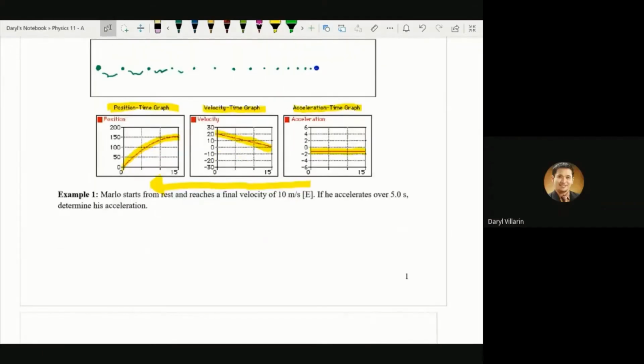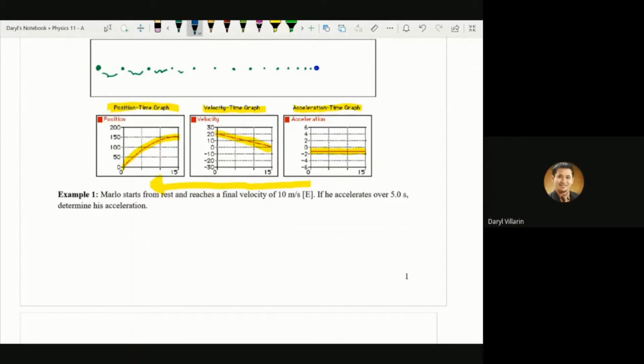Marlow starts from rest and reaches a final velocity of 10 meters per second east. If he accelerates over 5 seconds, determine his acceleration. So for any word problem, this is the particular format that I want you to use, okay?